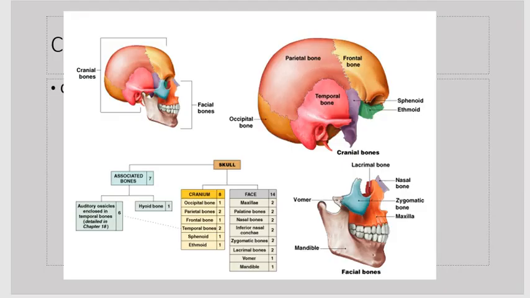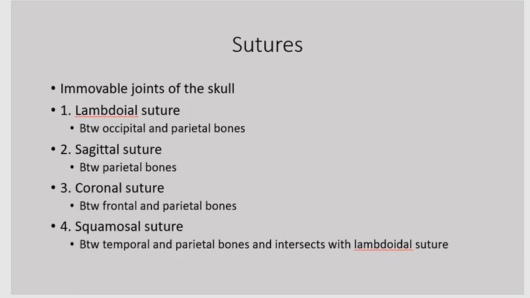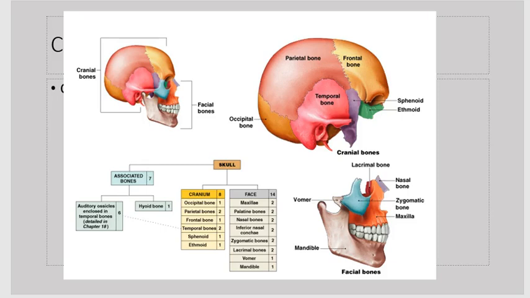So, looking at the skull here, you can see your cranial bones back here, your facial bones in the front. When you look at the cranium, you can see these divisions between the bones. These divisions are called sutures. They are immovable joints of the skull. They are parts that aren't going to move, because if your job is to protect that soft squishy thing inside, you don't want these wiggling about.